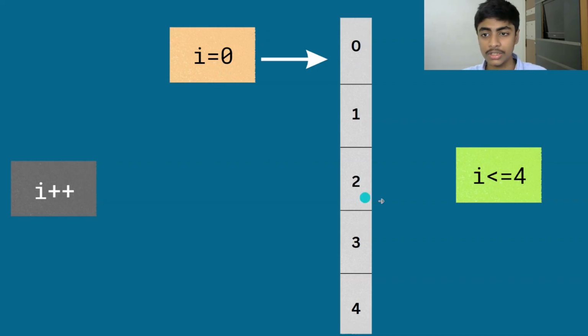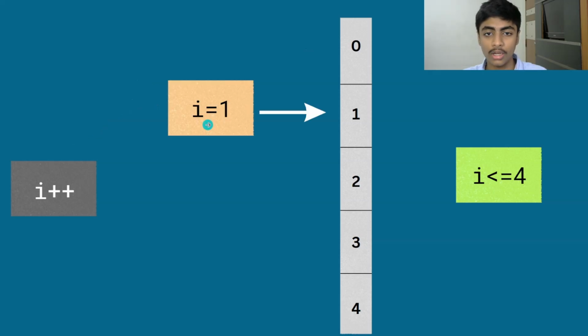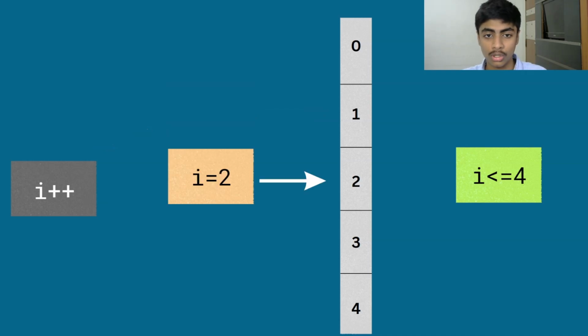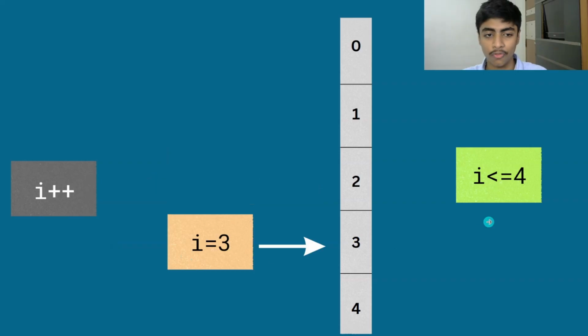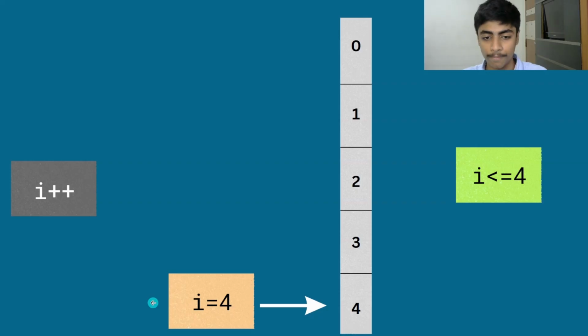So since our condition is true, we're first going to increment the value of I, and I is going to become 1. After I is 1, we notice that our condition is still true. So we're going to increment it again, and I changes to 2. Our condition is still true. 2 is less than or equal to 4. So we'll increment it again to give us 3. 3 is less than or equal to 4. The condition is true. We're going to increment it to 4. Now our condition is actually still true.